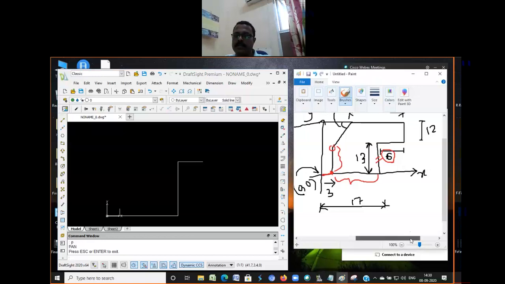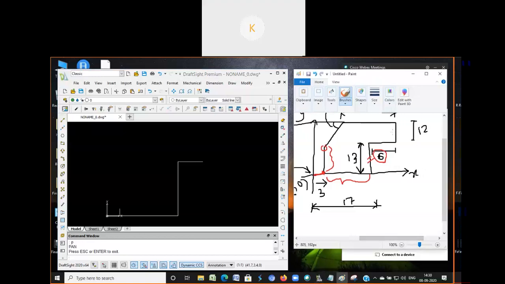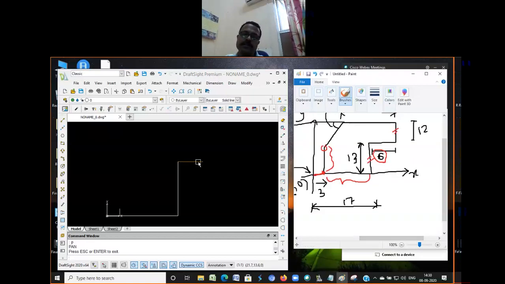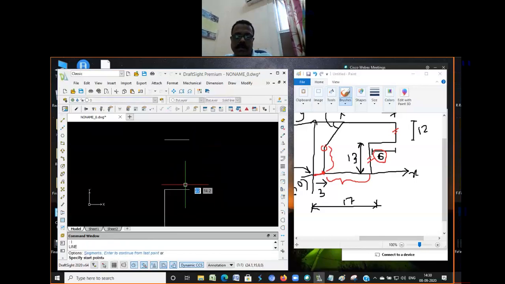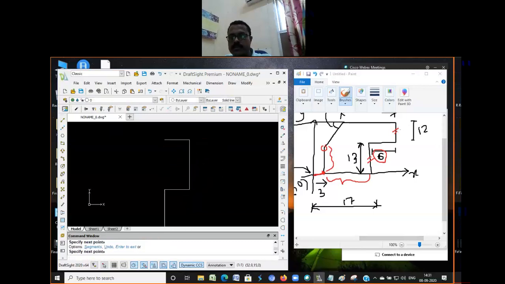Then again, look at the figure. How much is this part? This is 12 millimeter. So that means this line I can again offset 12 millimeter. Okay, put O for offset, then specify the distance 12. Which line? This line in that direction. So I again draw a line from this point up to this point. So this is my 12 millimeter line.